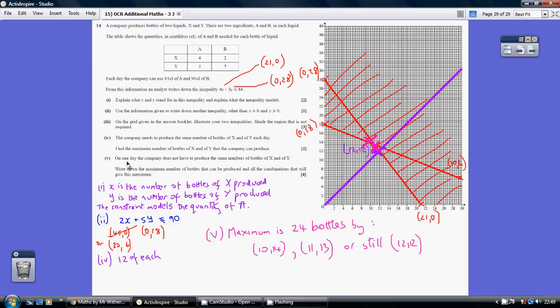Now on 5, I'm told on one day the company does not have to produce the same number of bottles of x and y. Write down the maximum number of bottles that can be produced. So I can see, looking at all my various options here, that inside or on my constraint, each time, I've got 3 possible coordinates. I've got (10, 14), (11, 13) and my original (12, 12). Either way, my maximum number of bottles is still 24, albeit I can now do it in 3 possible combinations.